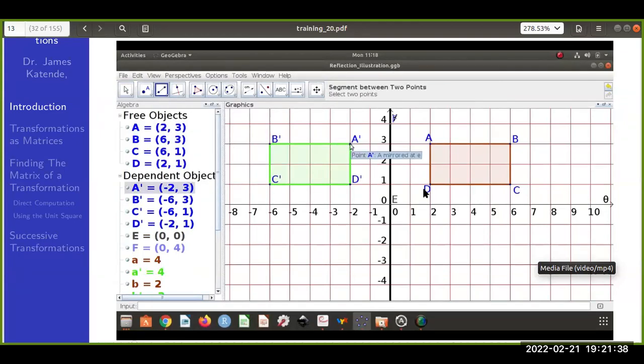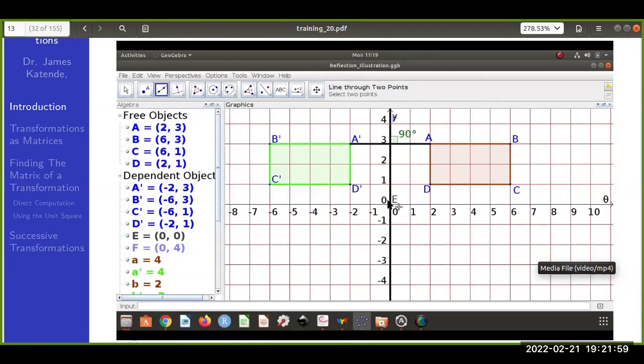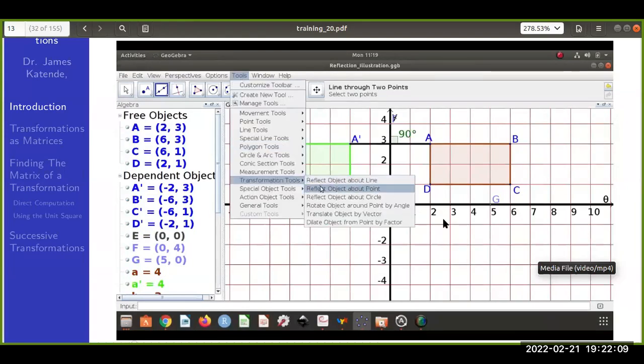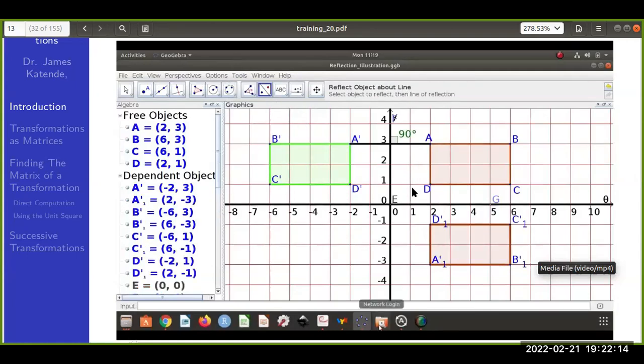So now you can see what happens if you draw a line from A to its image A prime. It will make an angle of 90 degrees with the line of reflection. And that will be true for any other line joining a point and its image. The 2 points will always be the same distance from the line of reflection.